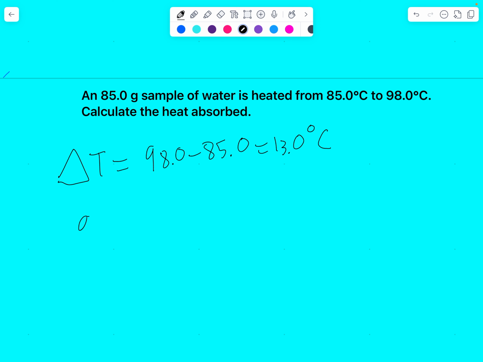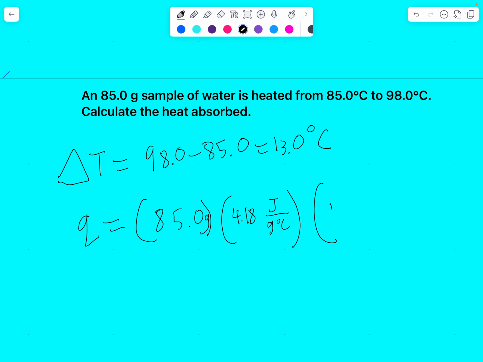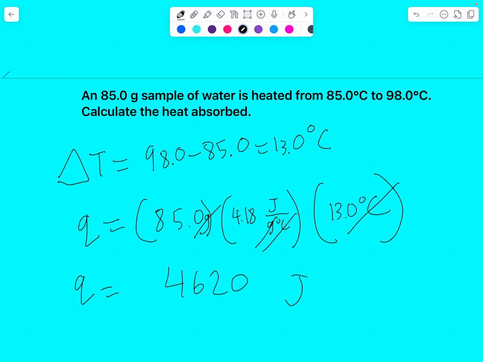Okay, so let's do Q equals m, 85.0 grams, times 4.18 joules per gram degrees Celsius, right? And then you're going to do 13.0 degrees Celsius. So I'm going to cancel out the grams, and cancel out degrees Celsius. So then you get Q with joules. Is that the correct unit? Yes, it is, which is 4620 joules.